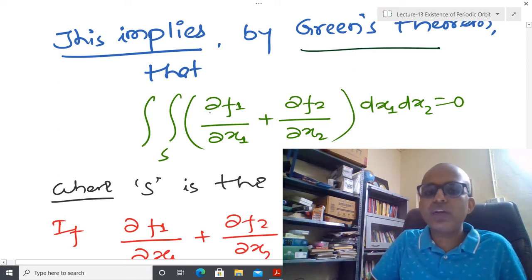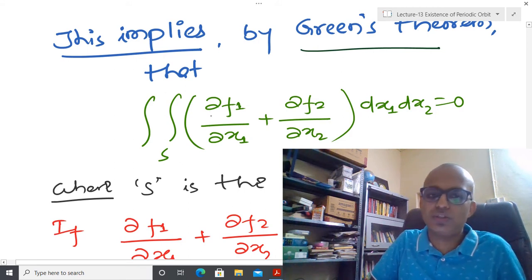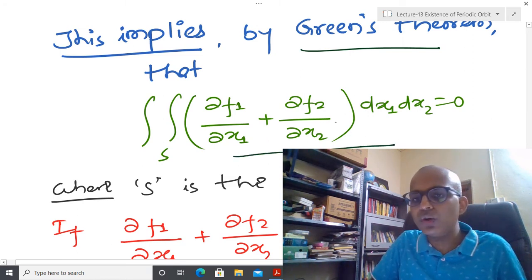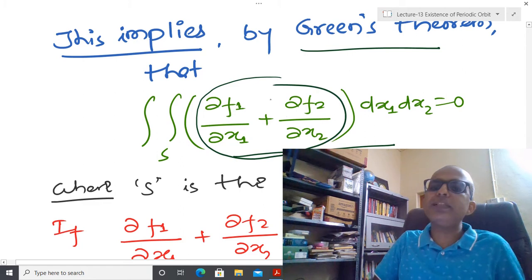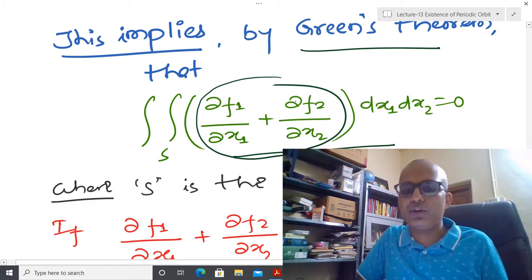And if you are in two-dimensional space, then that is also called Stokes theorem. Okay, so I am not going into that detail. So I have this kind of thing, and you know that this integral is equal to 0 only if this quantity is equal to 0. Okay, so if this quantity is equal to 0, then I have a periodic orbit.